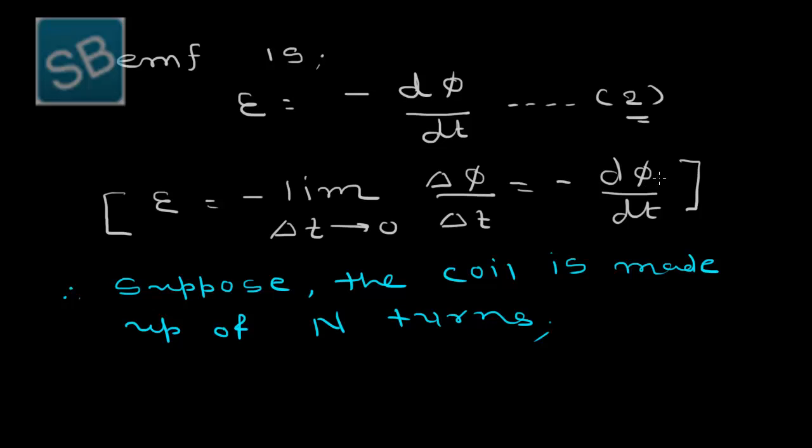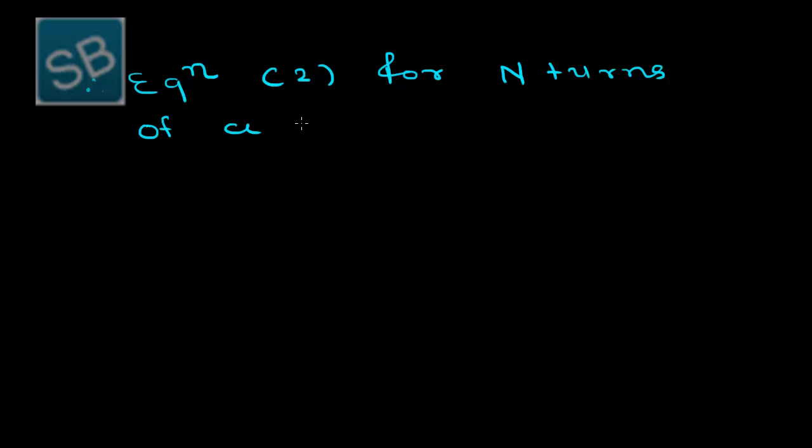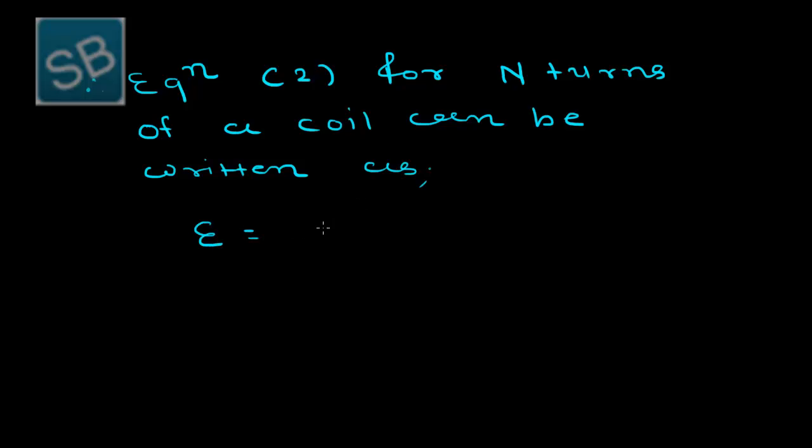So there is a change in the magnetic flux. So here, instead of 1 phi, we have to write n phi, and hence this equation number 2 will be modified to epsilon is equal to minus d by dt. Instead of phi, now I am putting n phi.